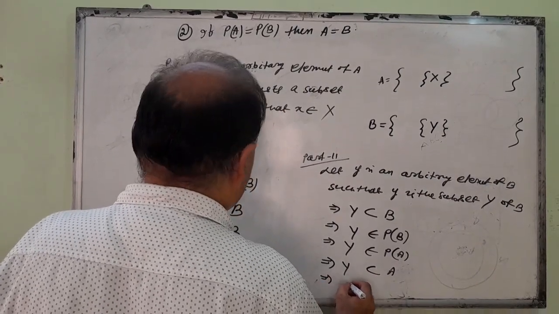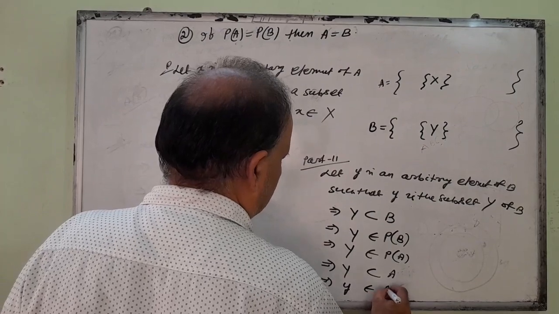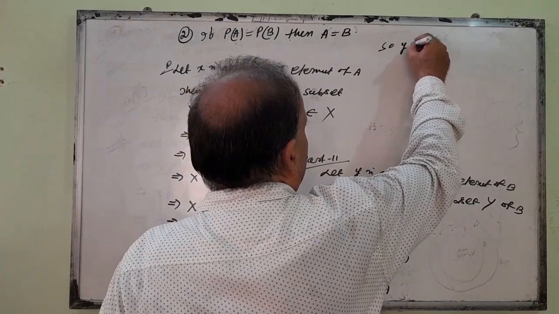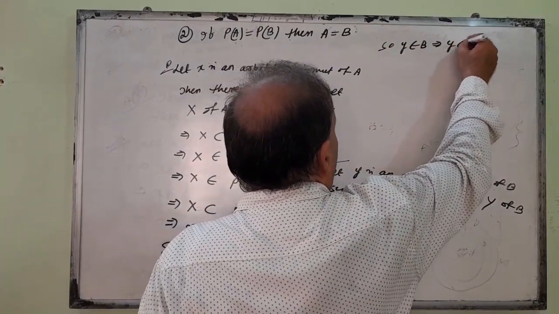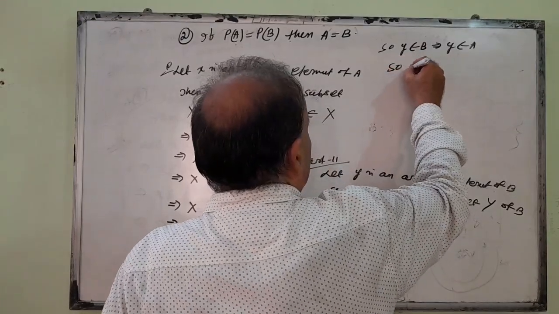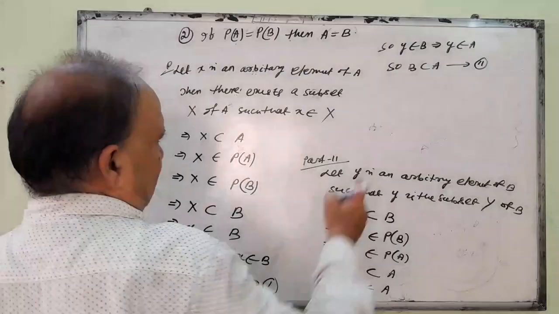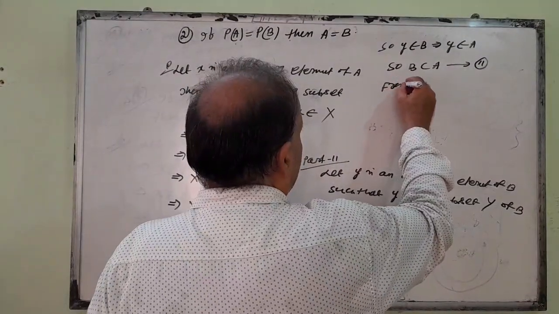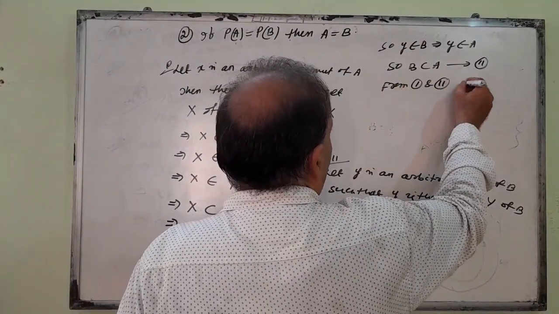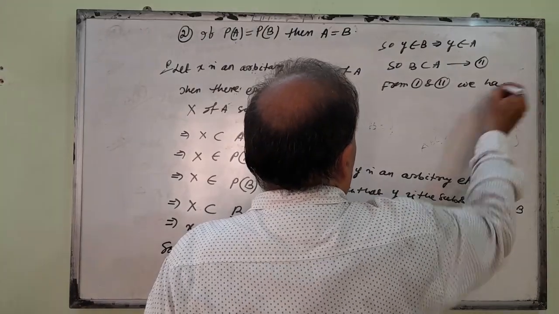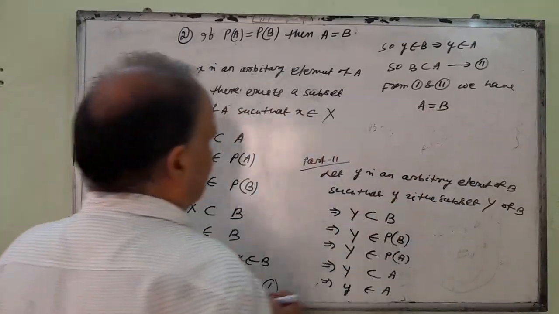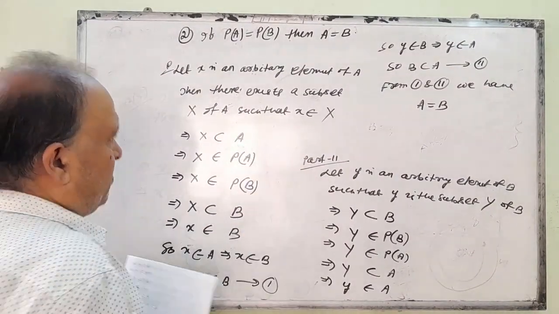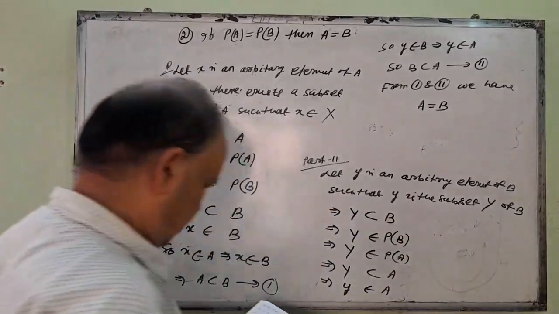This implies that y belongs to A. Hence it is clear: y belongs to B implies that y belongs to A. So B is a subset of A. So A is a subset of B, and B is a subset of A. From 1 and 2, we have A is equal to B. This is your proof, second proof: if PA is equal to PB, then A is equal to B.